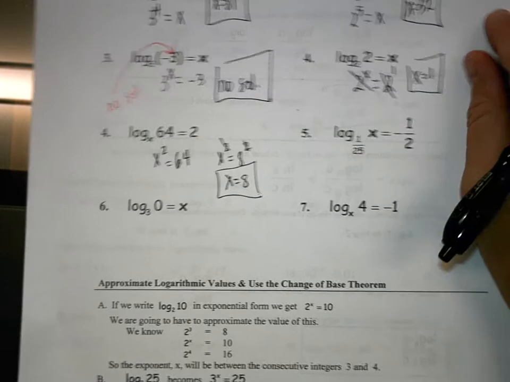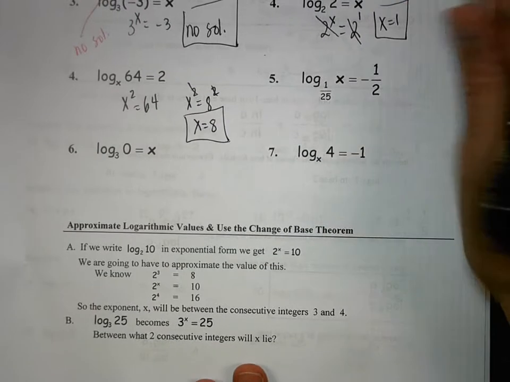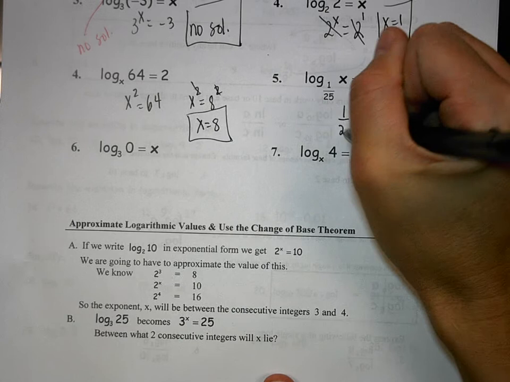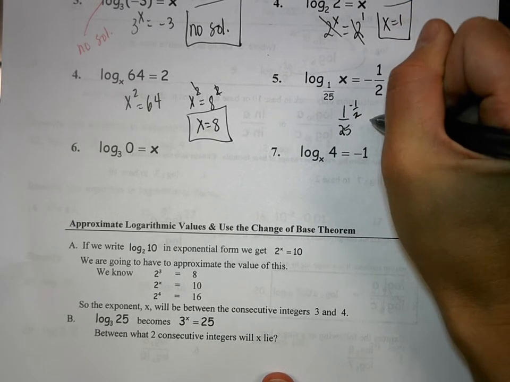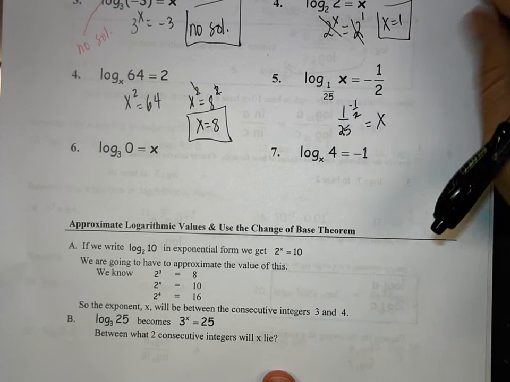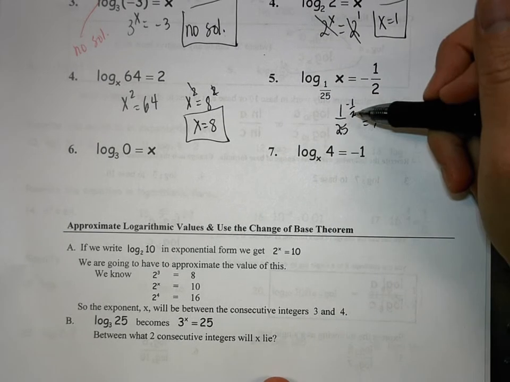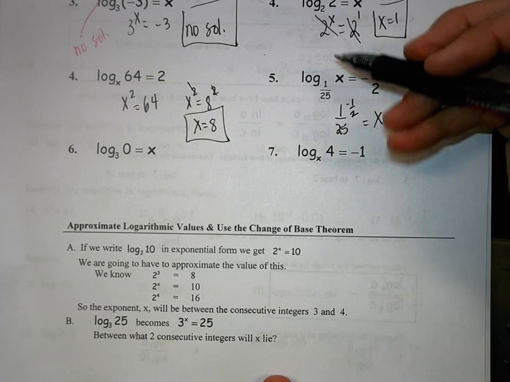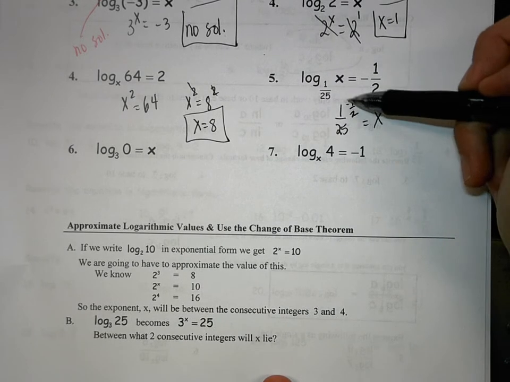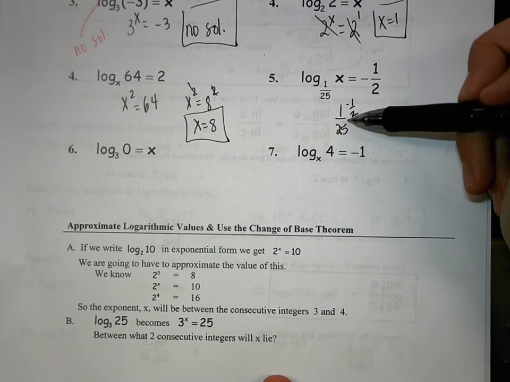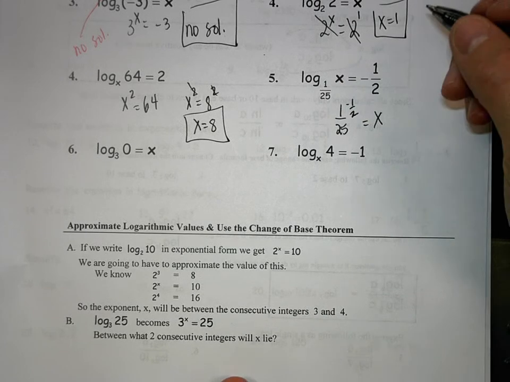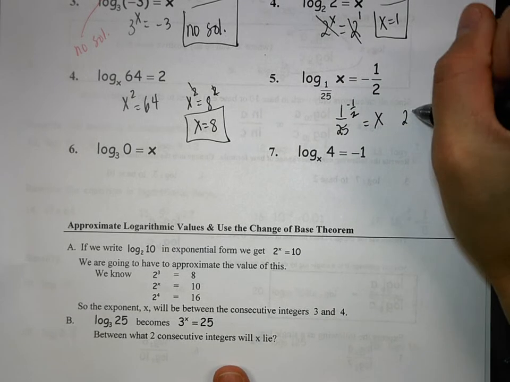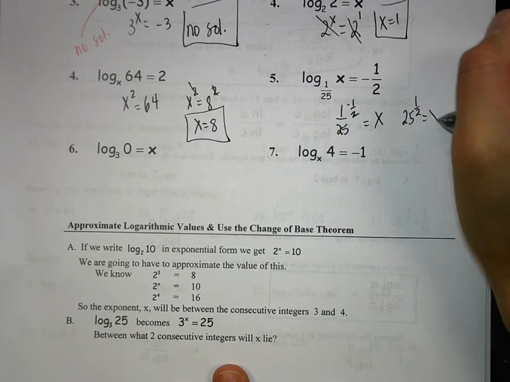Okay, number 5, we would rewrite that as 1 over 25 to the negative 1 equals x. Good. Okay, what happens when you have a negative exponent? You flip it, right? So this one, the negative exponent has it as a fraction. So when you flip it, it's going to end up becoming 25. And what is 25 to the 1/2 power? What does that mean?